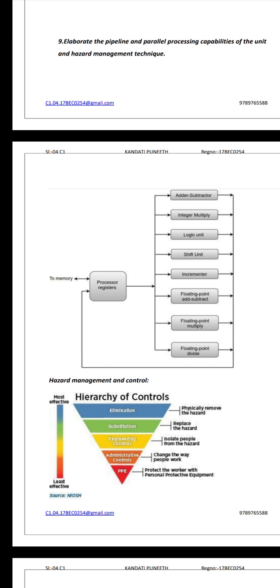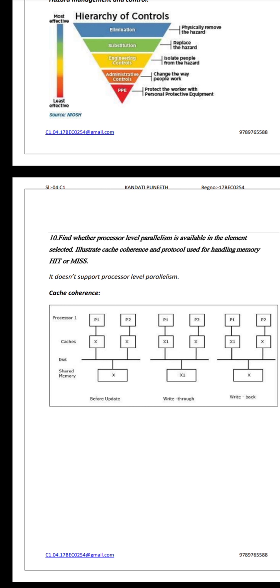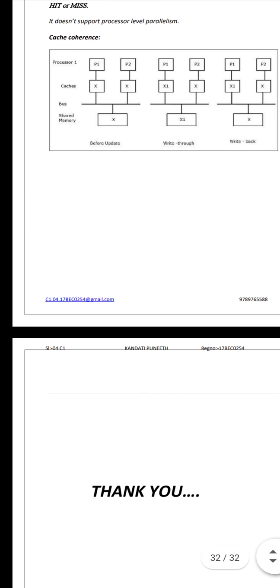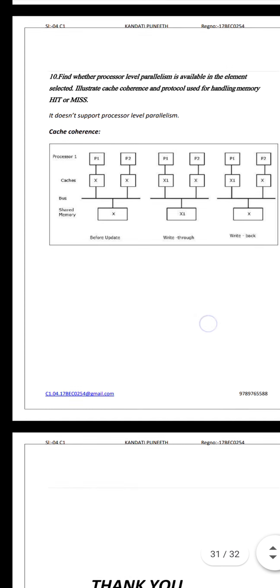Coming to the ninth question, we have to elaborate the pipeline and parallel processing capabilities of the unit. This is hazard management and control. And finally, we find whether processor level parallelism is available in the element selected. It's cache coherence. It does not support processor level parallelism.